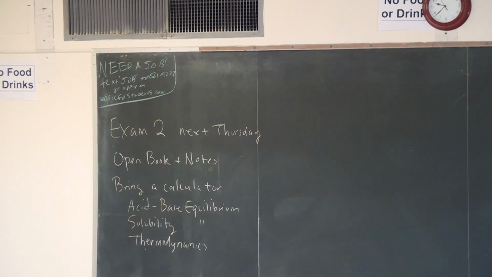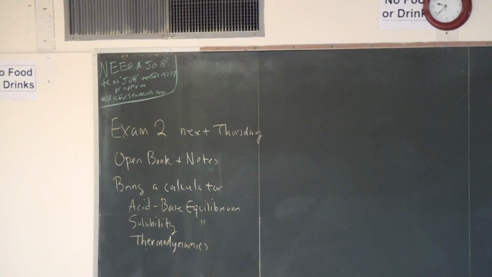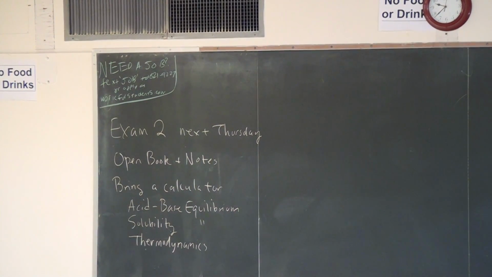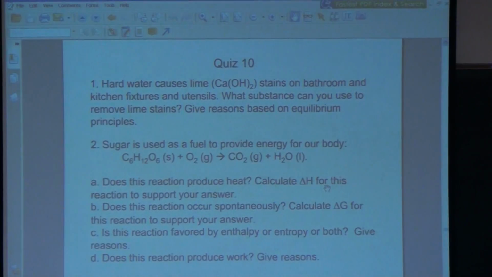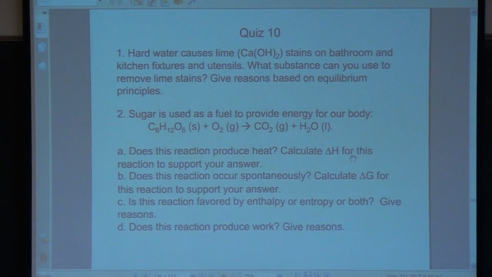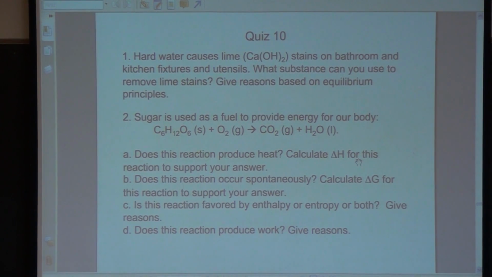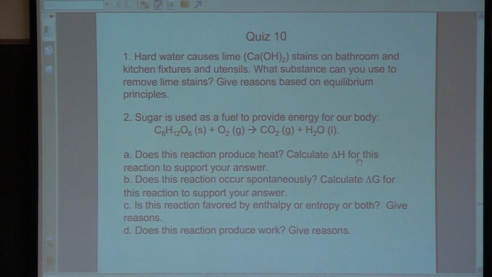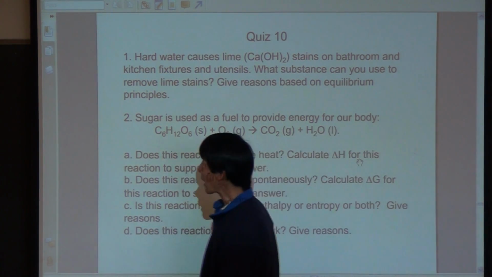Okay, so speaking of solubility equilibria, let's review quiz 10. Question 1: hard water causes lime calcium hydroxide stains on bathroom and kitchen fixtures. What substance can you use to remove lime stains? Vinegar. What else can you use besides vinegar? Really any acid will remove these lime stains.